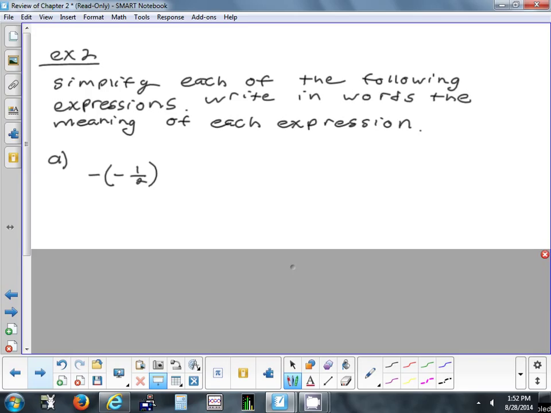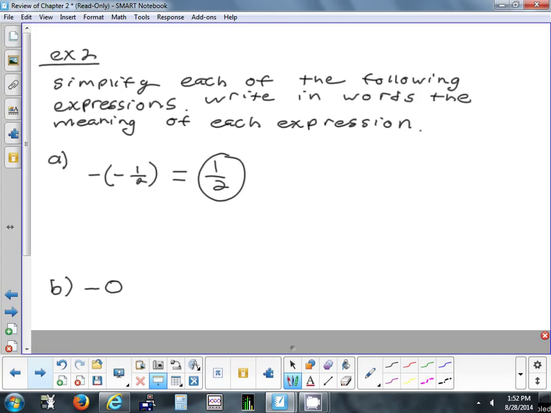What about this one? It says the opposite of negative a half. That's one way to read it, or negative a half, because this is going to happen when you do subtraction. Sometimes you're going to get a minus, negative. What happens? Marcus, when did it become a positive? Positive half. So when you have two minuses in a row right in front of it, they cancel each other out.